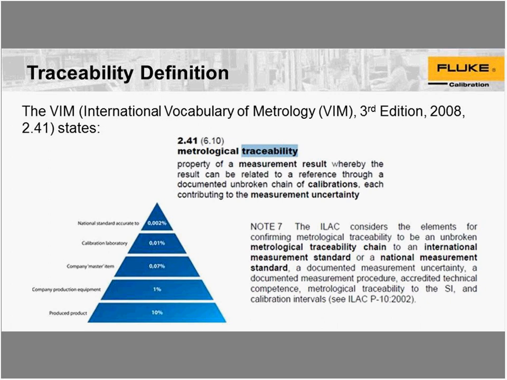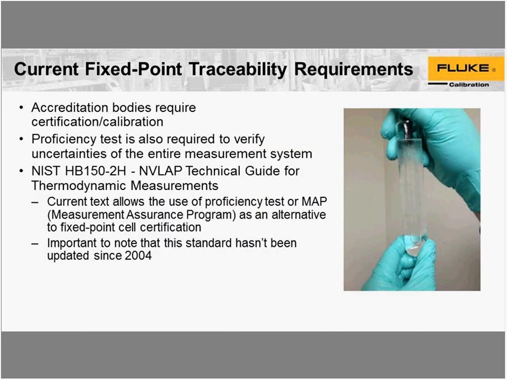So we have that out of the way. We can continue with how this applies to fixed point cells. What are the current fixed point traceability requirements that we see in industry? Well, for those of you who are either accredited to 17025 or are looking to become accredited to 17025 someday, it's important to know that the accreditation bodies will require that the fixed point cells you use be certified or calibrated.